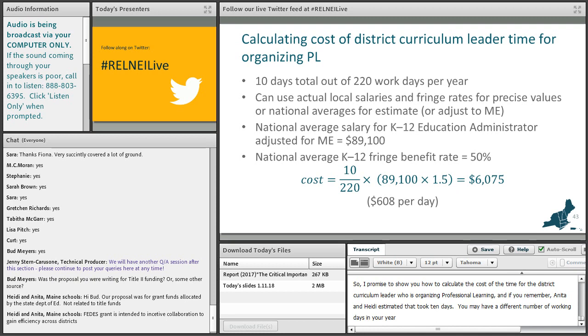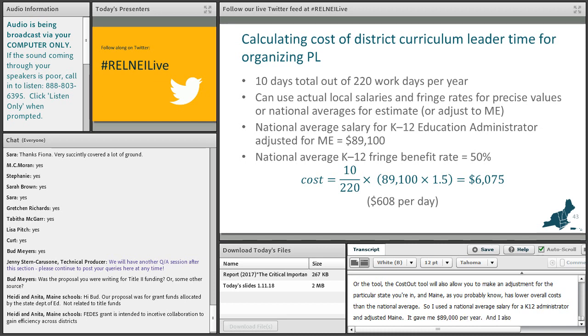You can use your actual local salaries and fringe benefit rates if you're looking for precise value for budgeting purposes. If you're just trying to get an idea of what the costs are, you can use a national average from the database in our CostOut tool and estimate the costs from that. Or the CostOut tool will also allow you to make an adjustment for the particular state you're in. And Maine, as you probably know, has lower overall costs than the national average. So I used the national average salary for a K-12 education administrator and adjusted it for Maine. It gave me $89,000 per year.